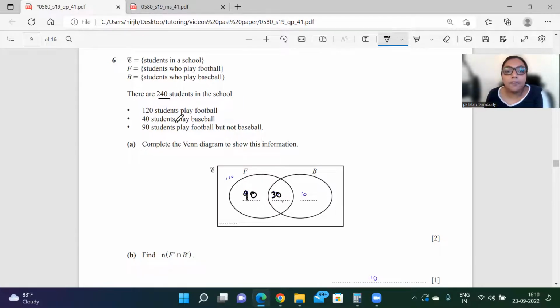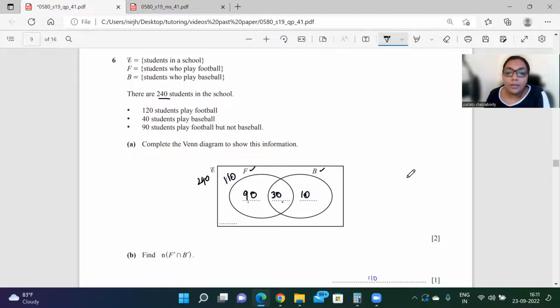30, and similarly 40 students play baseball. So not basketball, it's baseball. So you have 10 over here. So the total is 40, 30 plus 10, total 40 students who play baseball, total 120 students who play football, and only 90 who play just football, not baseball, right? The total number of students is 240. This is 240. So the number of students left out is 110 outside.